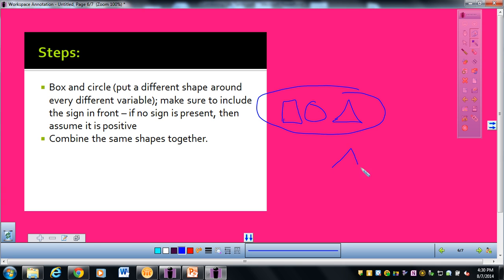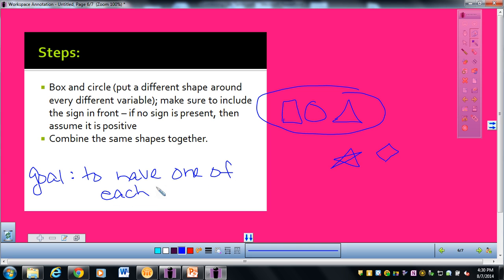Every now and then I'll use a star or maybe a diamond in case I get bored, you know, stuff like that. So what we're going to do is box and circle our stuff, and then we're going to combine the shapes together. Our goal is always going to be to only have one of each shape, or one of each variable. You should probably write that down.